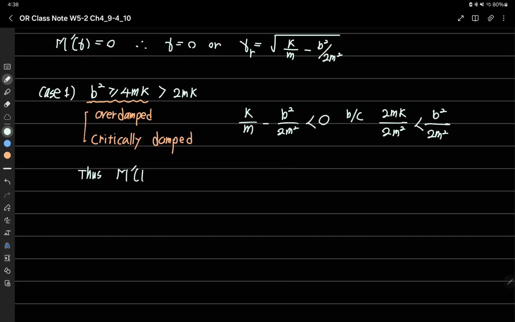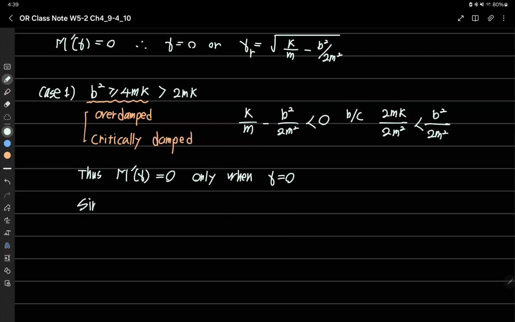So thus, m prime of gamma equals zero only when this is less than zero, but gamma must be a frequency, a real value, but we got a complex one. So m prime of gamma equals zero has only one solution, gamma equals zero, right? So this is zero only when gamma equals zero.